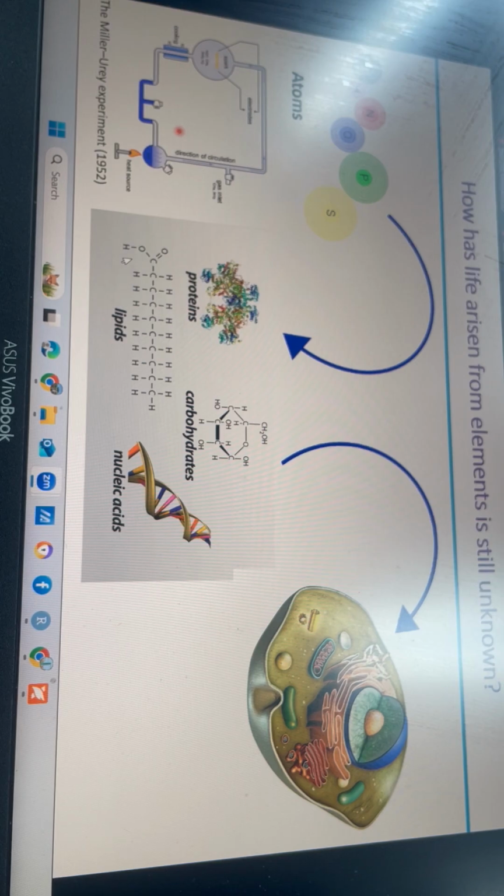But this is the only experiment, or a couple of experiments actually done in 1952. But most of our current research doesn't actually support to explore the origin of life, how everything happened.